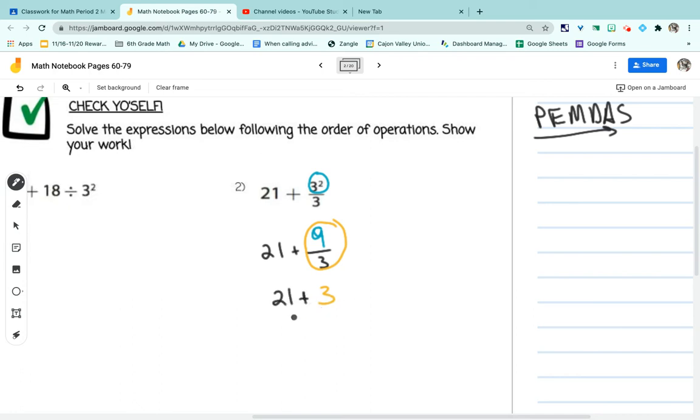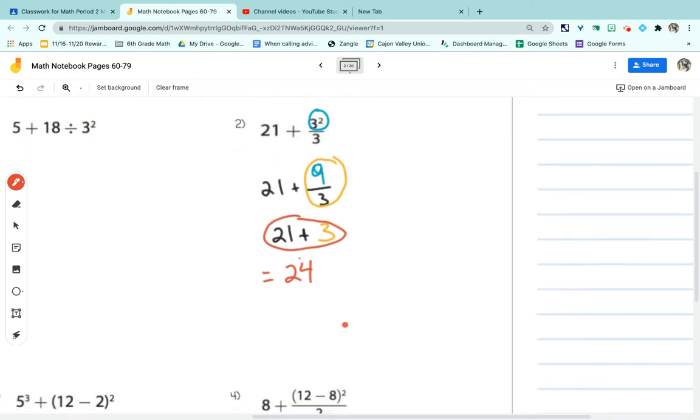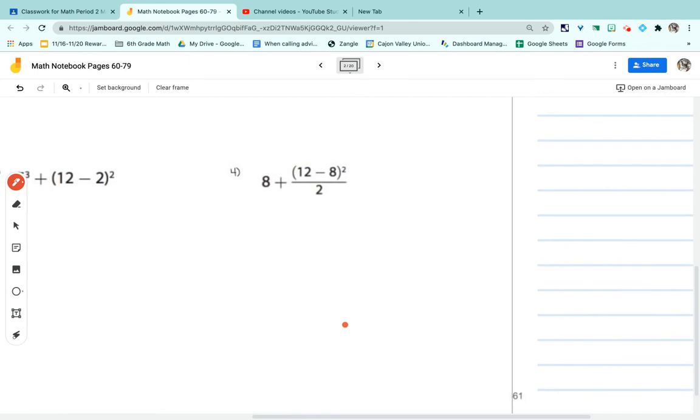So 21 plus 3, and let me circle this in red because I'm using color coding on the other page. I'm going to continue with that. 21 plus 3 is 24. So the answer is 24 when we solve that expression. So there's one example. And remember, you can always pause this video and restart it, rewind it, and go back if you want. Let's take a look at the last one.